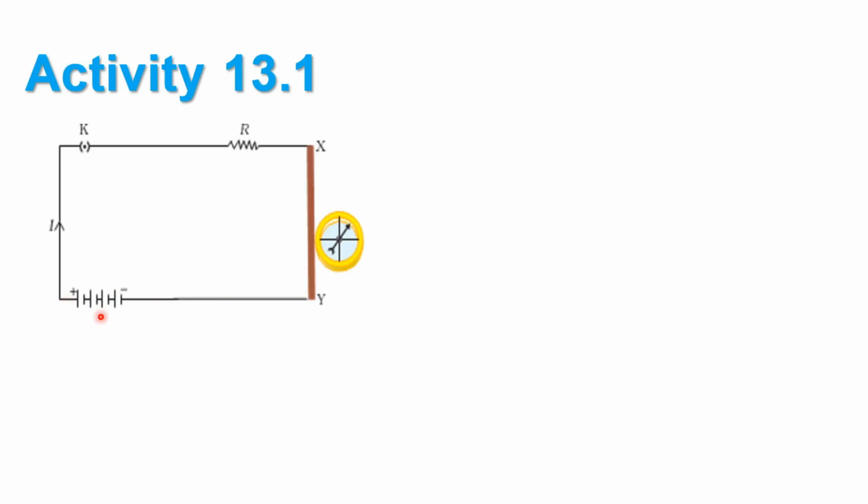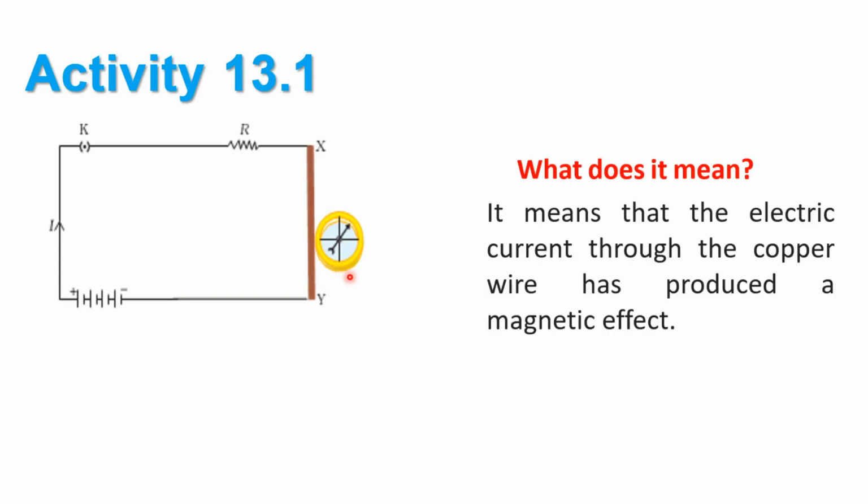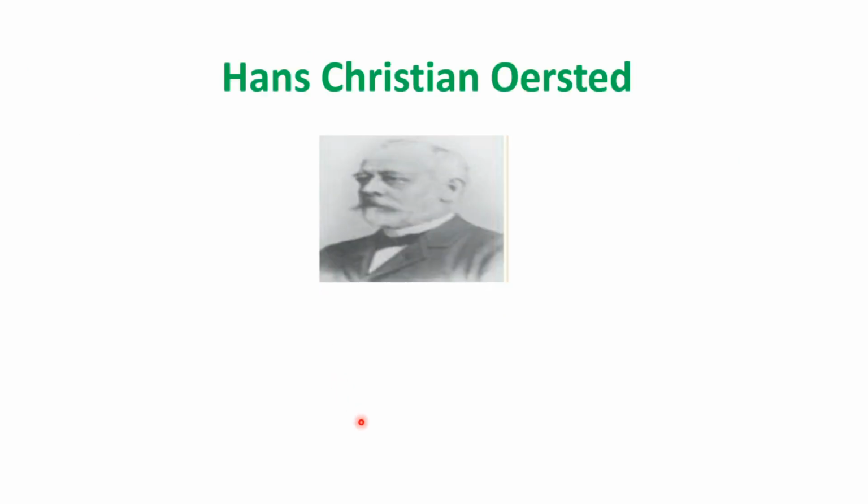Now, when we switch it on and place the compass near this wire, then we find there is a deflection in the compass needle. What does it mean? It means that electric current through the copper wire has produced a magnetic effect. So, when a magnet is brought near a magnet, there will be a deflection.